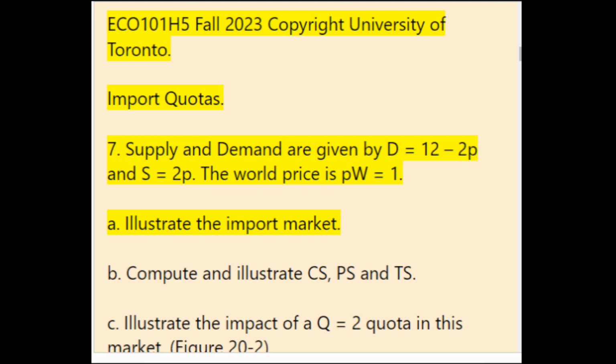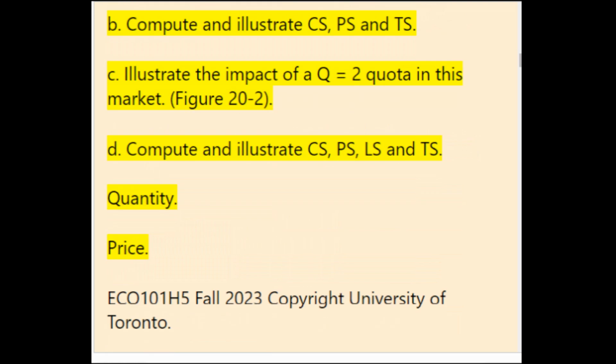Import quotas. 7. Supply and demand are given by D = 12 - 2P and S = 2P. The world price is PW = 1. A. Illustrate the import market. B. Compute and illustrate CS, PS, and TS.